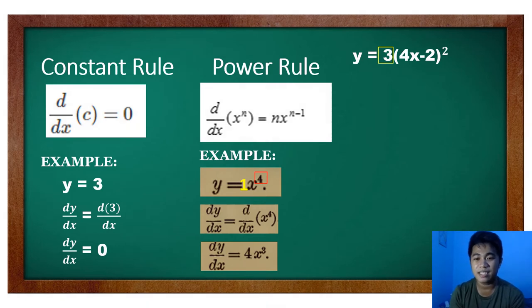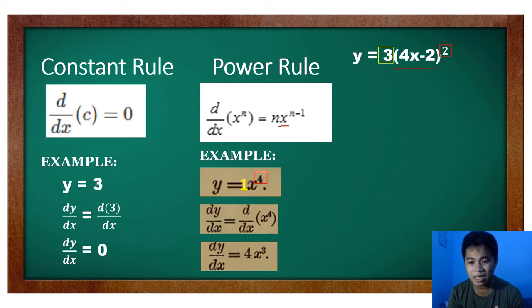Yet the exponent is in the parentheses, 4x minus 2. So based on the formula, the n that we will be using, or the n in our equation, is 2. Okay, so that is our n. So what happened there is the x in our formula becomes the base of our exponent, of our exponential function there, which is 4x minus 2.